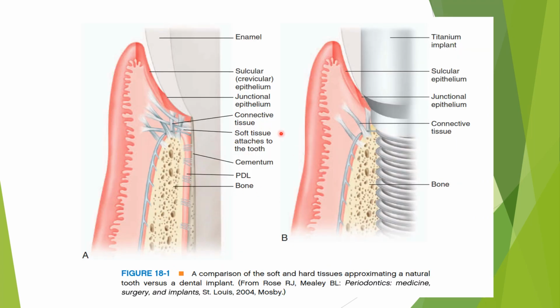This is a comparison of soft and hard tissues approximating the natural tooth versus a dental implant. This is the enamel. Here, this is the sulcular or crevicular epithelium. This is a tooth, and this is an implant. So here it is the titanium implant. So this is the enamel. Then this is the connective tissue. This is junctional epithelium, and this is the soft tissue attaches to the tooth. Here it is cementum, then periodontal ligament. This is the bone. And this is the junctional epithelium, this is the connective tissue, and here it is the implant, titanium implant. And this is the bone.